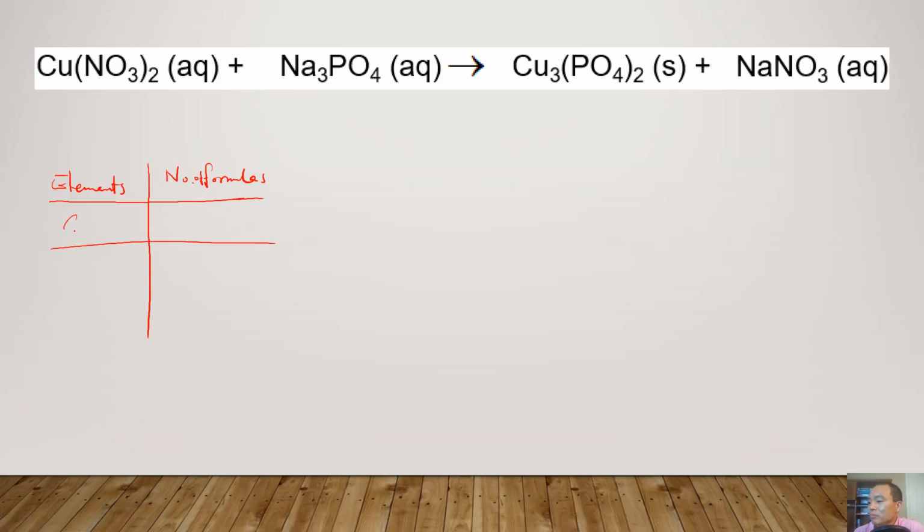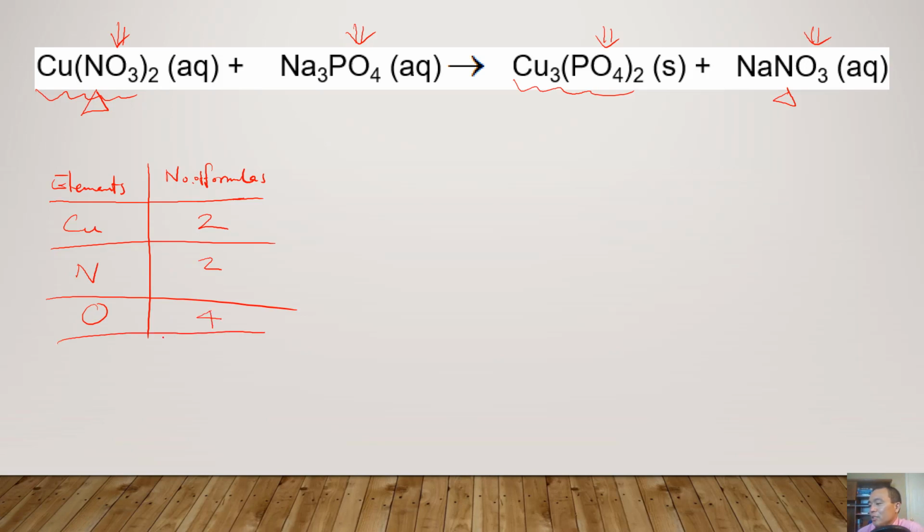So first we have copper. Copper appears here and there, so that's 2 formulas. You look at nitrogen, nitrogen appears here and here, so that's 2 formulas. Now you look at oxygen. Oxygen appears here, here, here, here. So oxygen is everywhere. It appears in all 4 formulas. Now you look at sodium, Na, appears here and there, so sodium appears in 2 formulas as well. Next, you look at phosphorus. Phosphorus here, phosphorus here. So phosphorus also appears in two formulas.